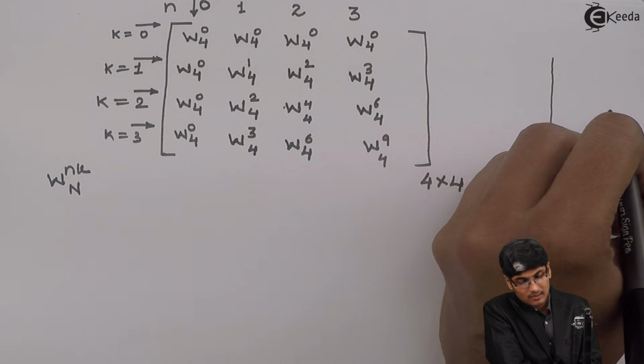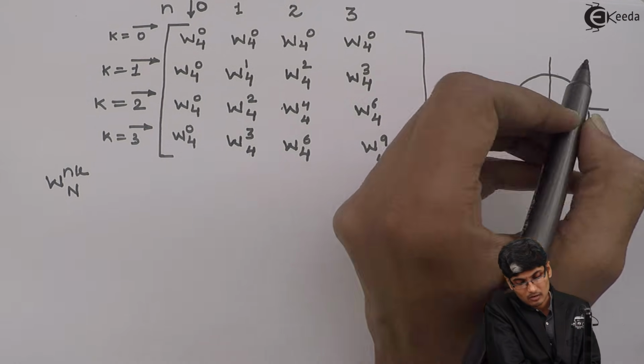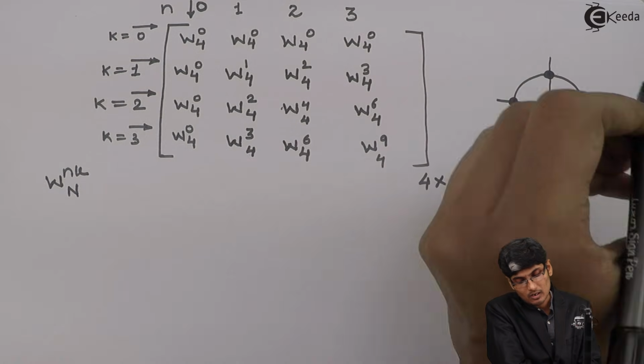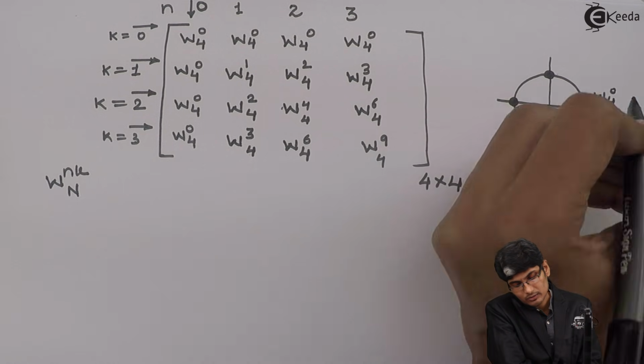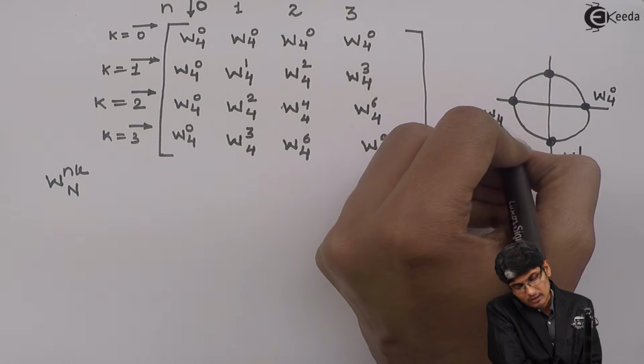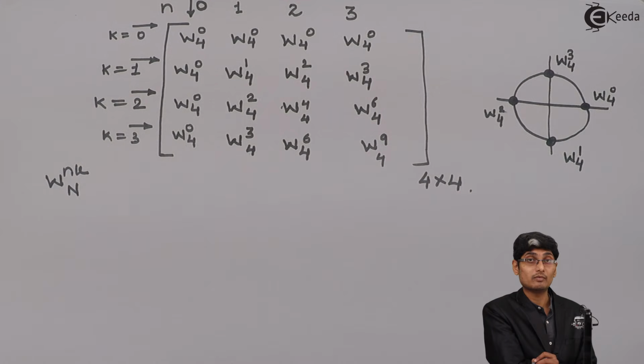As we are moving on a circle, so this is my circle, and I have 4 points on the circle. I call this W4 raised to 0, this we call W4 raised to 1, this we call W4 raised to 2, and this we call W4 raised to 3, right?